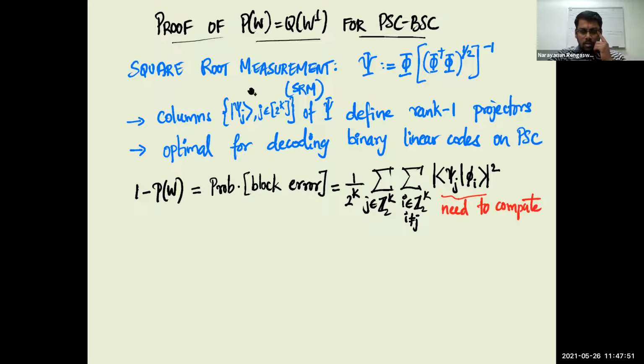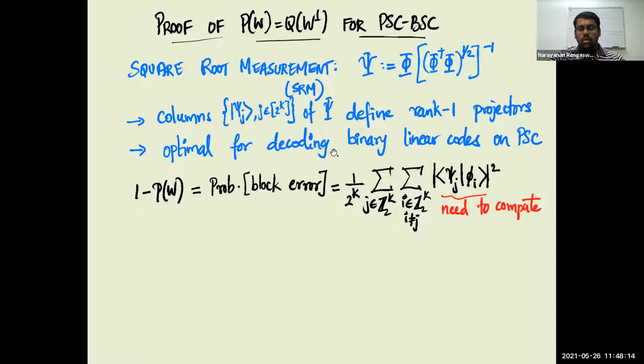So one of the key ingredients in our proof is the square root measurement. You might be familiar with this least squares solution. This is exactly also called the least squares measurement. Phi, remember, is our matrix whose columns are code words. The columns of this matrix psi define rank 1 projectors, which define the measurement.